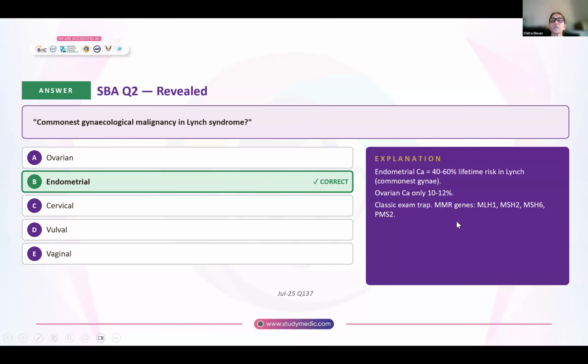Now, which are the mismatch repair genes that are implicated in Lynch syndrome? Please remember, it is MLH1, MSH2, MSH6, and PMS2. This could come as an SBA, which are the MMR genes that are implicated in Lynch syndrome. So you have to remember these mismatch repair genes.